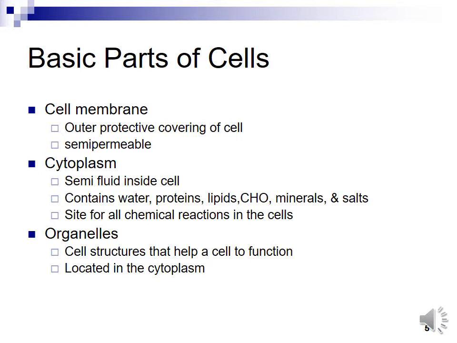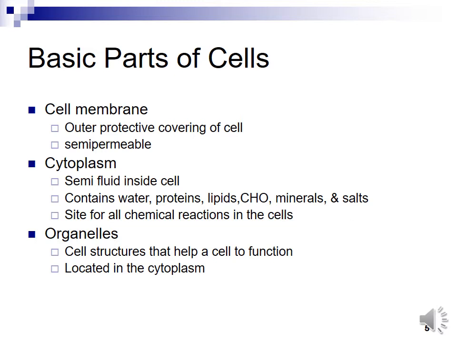The basic parts of the cells, I'm going to tell you, you need to know this for your test. You're going to need to know all these parts of the cells. So the cell membrane, this is the outer protective covering of the cell. It is semi-permeable. That's an important concept. What does semi-permeable mean? It means that some things can go through it. So think of our cell membranes similar to a coffee filter. If you put the coffee grounds in the filter, those grounds can't go through. However, the water that we pour over it can, so that's semi-permeable.